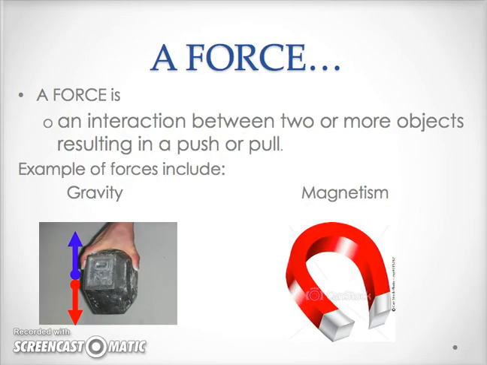Here's a force. A force is an interaction between two or more objects, resulting in a push or a pull, meaning the object gets pushed or pulled. And two examples of forces, one example is gravity, another example is magnetism. You can use a magnet to push or pull an object.